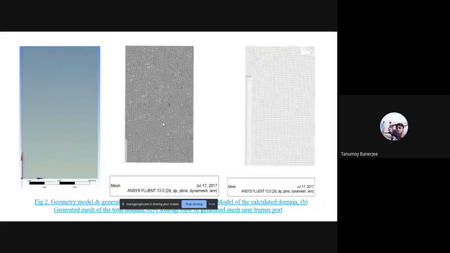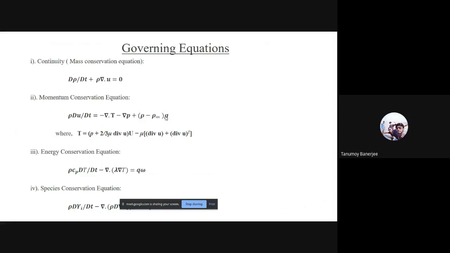It is shown that the geometrical model is somewhat like this, and the second picture is basically the unstructured grid that we have considered, and the third picture is basically the structured, body-centered grid for our analysis. So here are the governing equations that we all know, given in the conservative form.